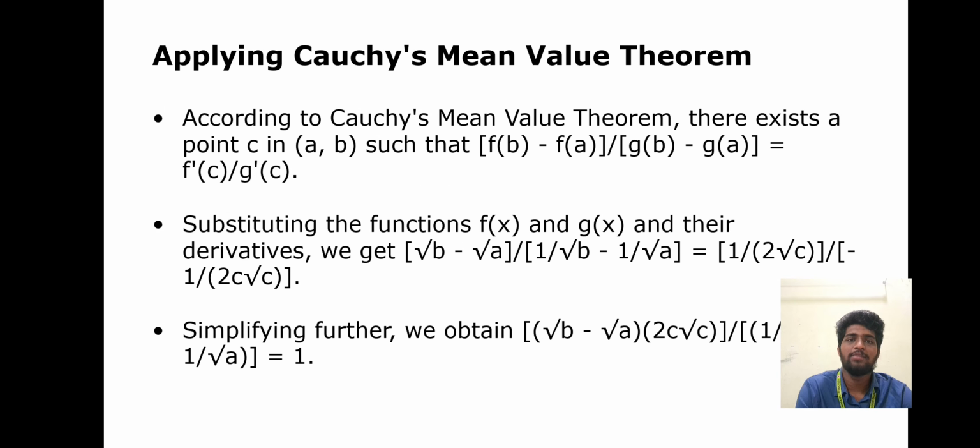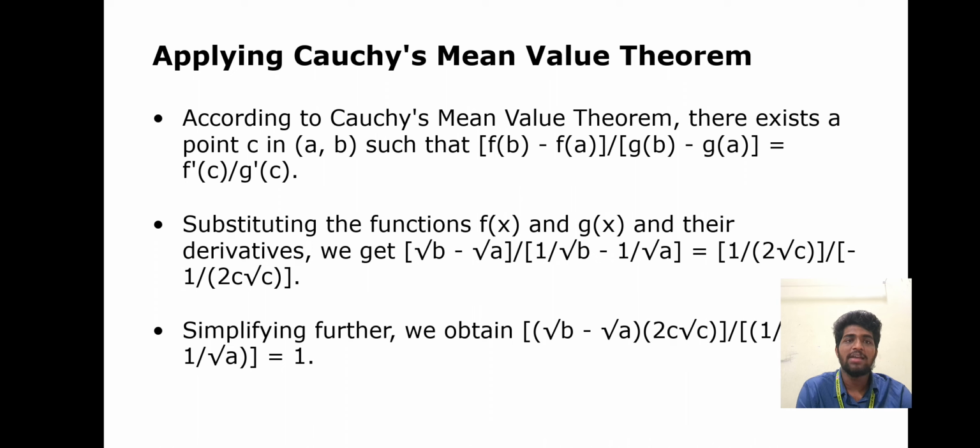Applying Cauchy's mean value theorem. According to Cauchy's mean value theorem, there exists a point c in the open interval a comma b such that f of b minus f of a by g of b minus g of a equal to f dash of c by g dash of c. This is the formula of Cauchy's mean value theorem.